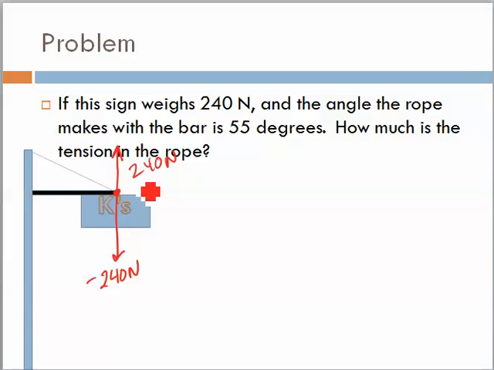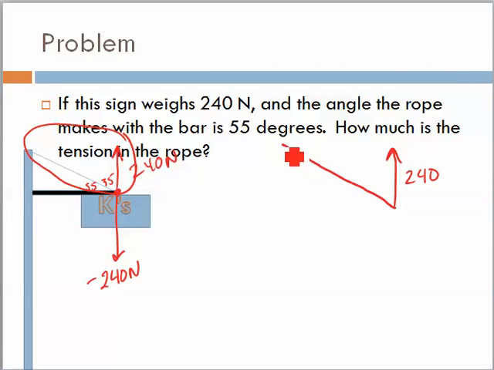It tells us the rope makes a 55-degree angle with the bar. So this is a 55-degree angle right here. That means this one over here has to be a 35. So what I'm going to do is take this part right here and redraw it. I know that the upwards force is 240. I have this vector here, the rope, the cord, whatever's holding the sign, and this is a 35-degree angle. Well, this is very similar to what we've been doing. This is the hypotenuse. This becomes opposite. This becomes adjacent.